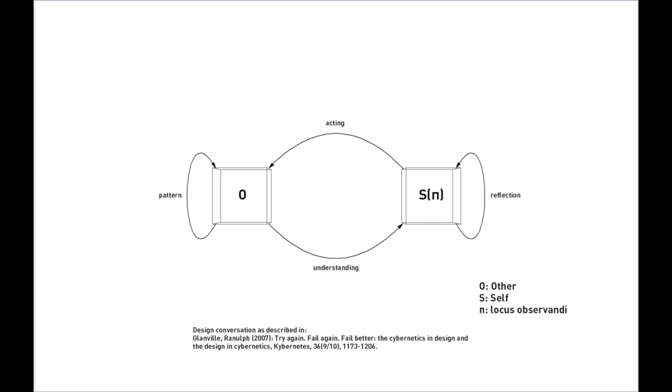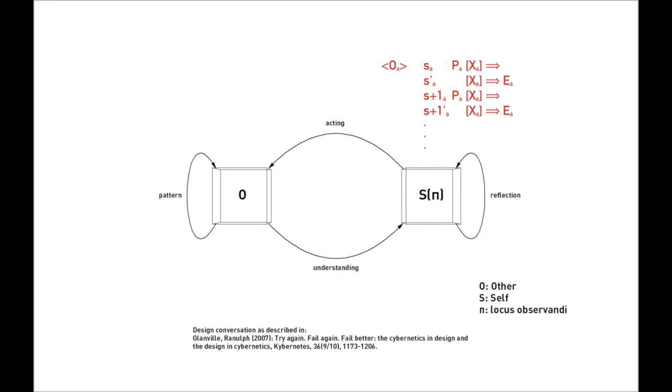And what I have done now is I've given a description of Ranulph Glanville's account of design conversation using the form of Rosen's modeling relation. But this is with pi located at S, no longer an objectivist, empiricist model. This is a design inquiry model. And now comes the temporality bit that I intend to add on to this.